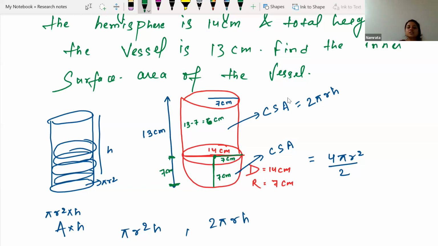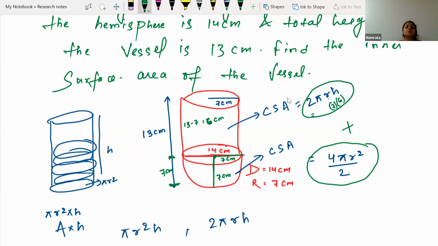Now we just have to find the curved surface area of the cylinder and the curved surface area of the hemisphere. This formula will give the curved surface area of the hemisphere, and this formula will give the curved surface area of the cylinder. We just have to add both of them. Height of the cylinder, we already know it is 6. Radius of the cylinder, we already know it is 7. And 2 pi we will write as it is, and then we just have to do the simplification. Is it clear to both of you? Yes, ma'am. Okay, let's move ahead.